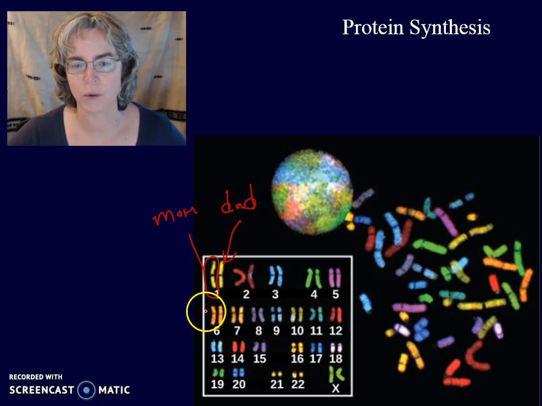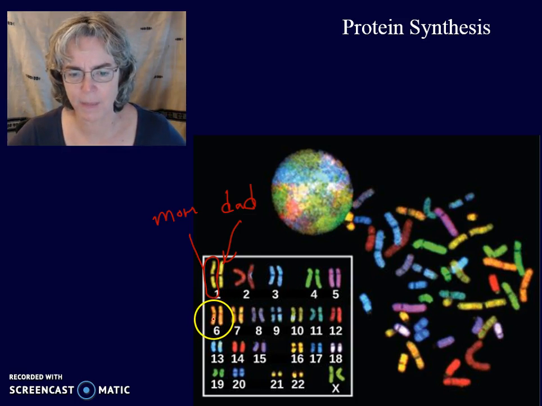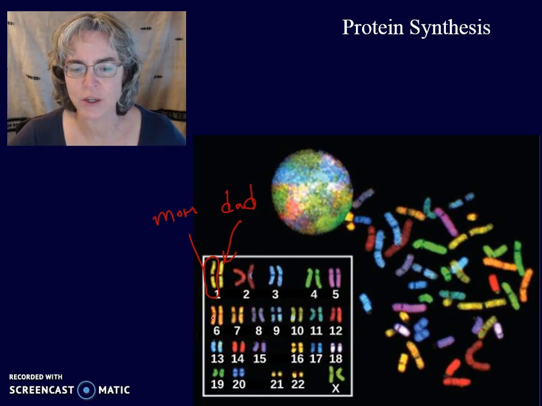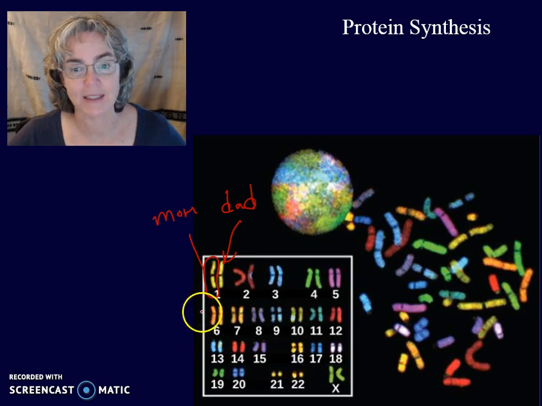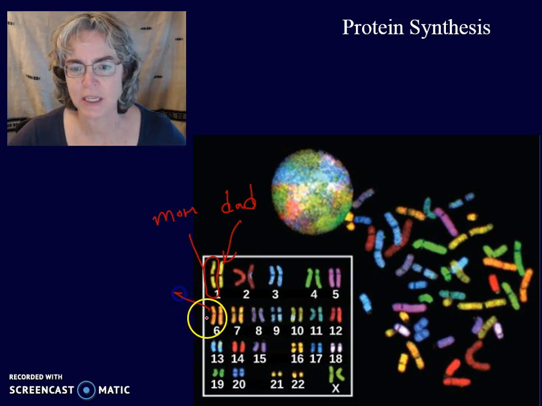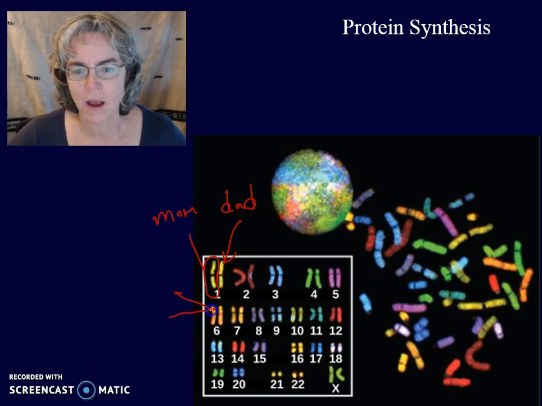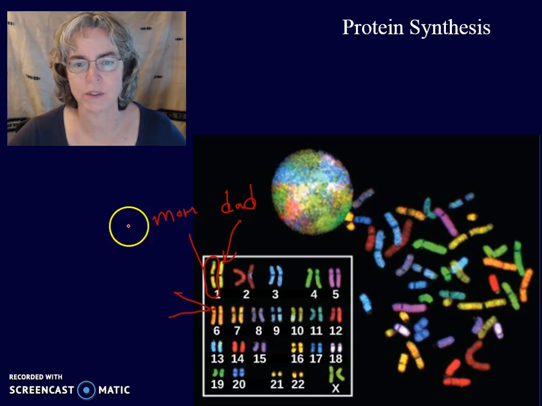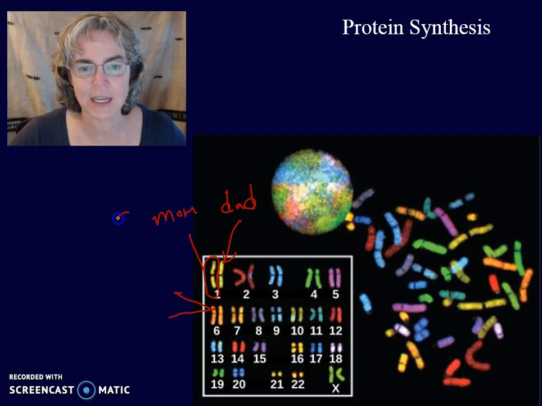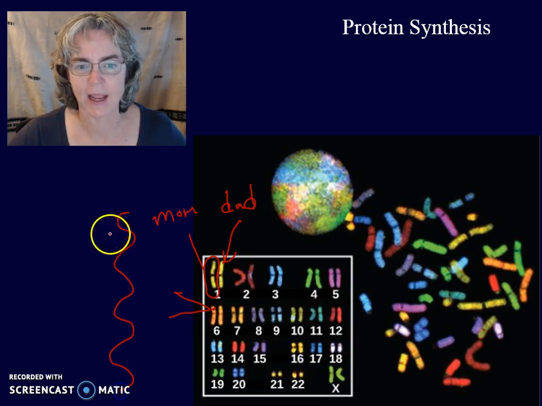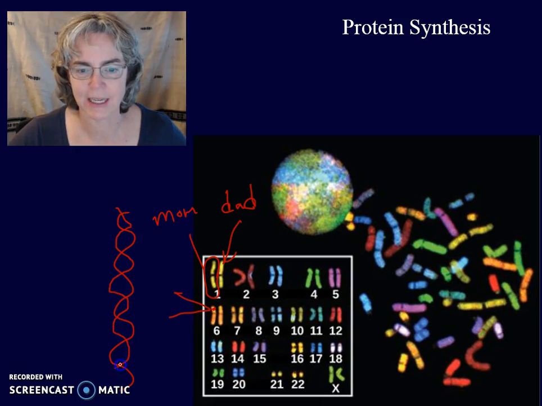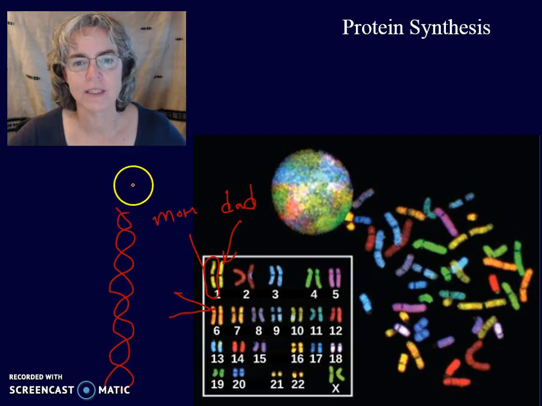So these chromosomes are tightly wound DNA strands. And DNA contains the code for making proteins. So in this band of DNA right here on a chromosome, there is a sequence of DNA, a sequence of nucleotides that carries the code to make the proteins.